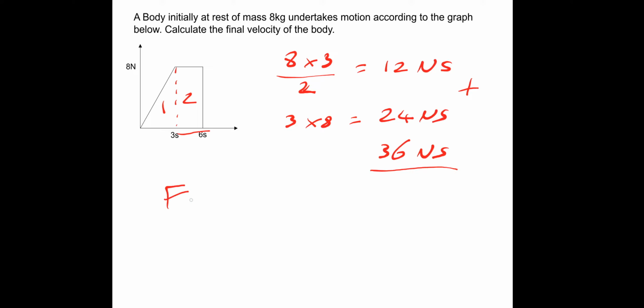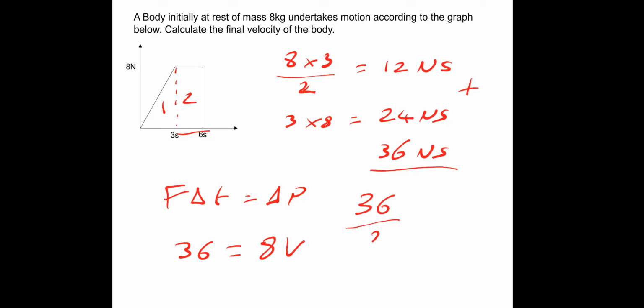So we've got force times time equals the change in momentum. So force times time is 36, which equals the momentum, mv. And we've got 8 times v. So the final velocity will be 36 divided by 8, which gives us a velocity of 4.5 meters per second. Pretty straightforward, should be okay.